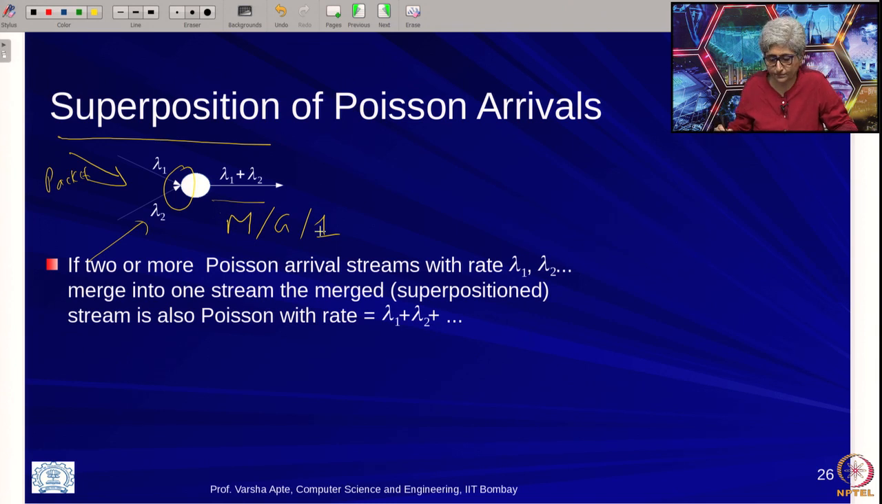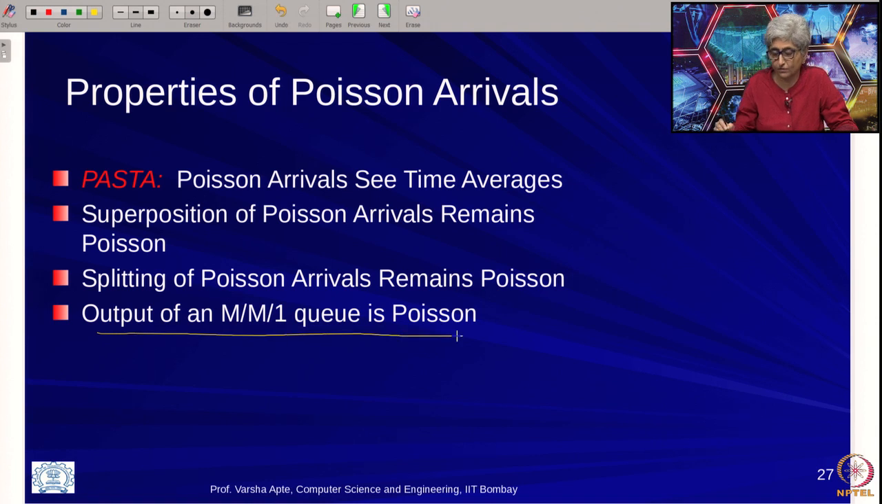The last property is this one, the output of an MM1 queue is Poisson. You can see basically these are all properties about Poisson arrivals. First one was that Poisson arrivals see time averages, that is very very useful. So, we do not have to do different mathematics in terms of what an arrival sees in the system on arrival versus any other time. This is very convenient because if we can find, for example, the average number of customers in a system, which is just the time average, then if arrivals are Poisson, we can confidently say that that is exactly the average that an arrival is also going to see.